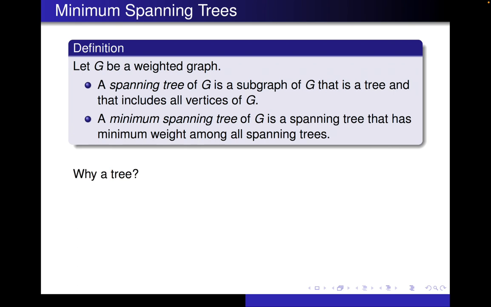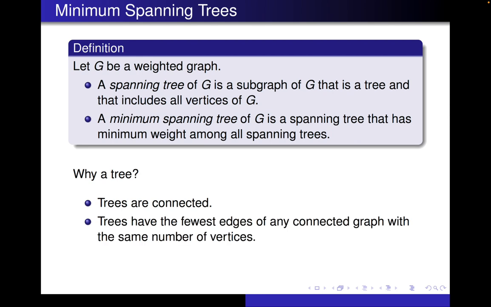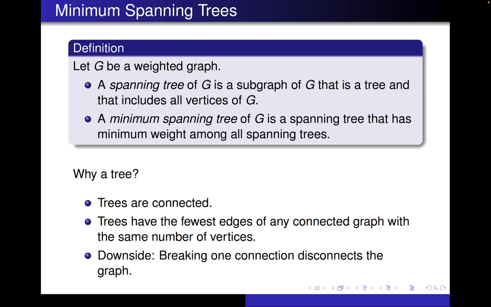So why a tree? Well, that's a good question. First of all, as I mentioned before, trees are connected, so they'll connect all our sites. And it also turns out that by some of the work that we did before, trees have the fewest number of edges of any connected graph with the same number of vertices. So in other words, if I have a connected graph with 10 vertices, the fewest edges I can get is 9, and I can only get that through a tree. I get that through any tree as it turns out, but I do need it to be a tree.